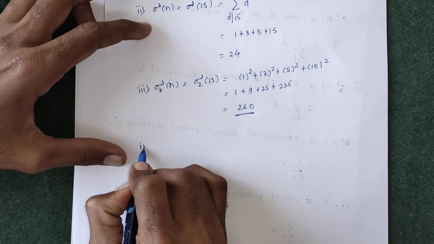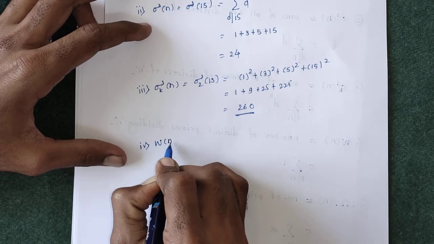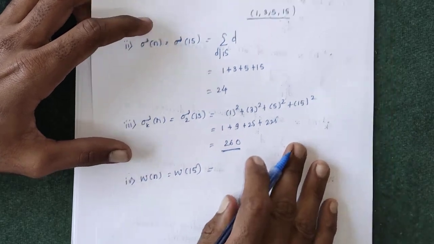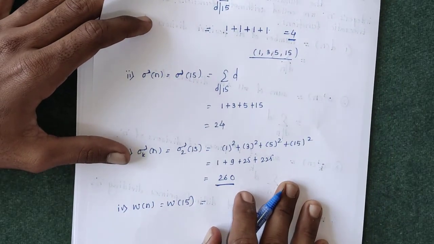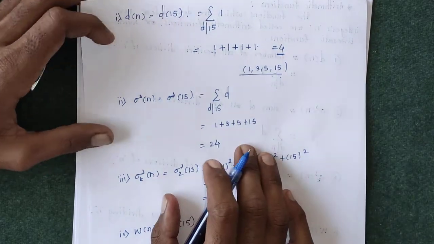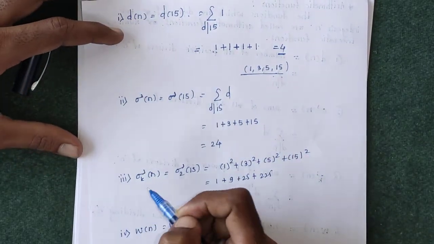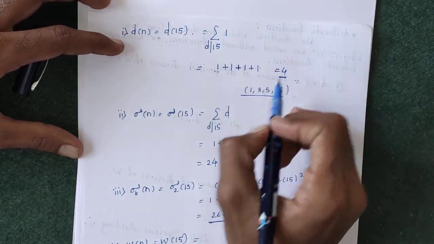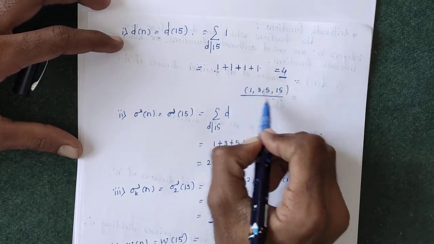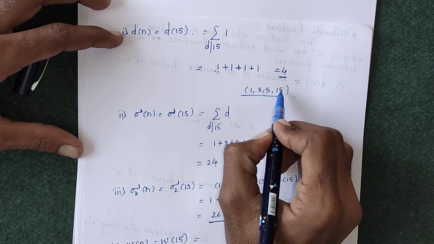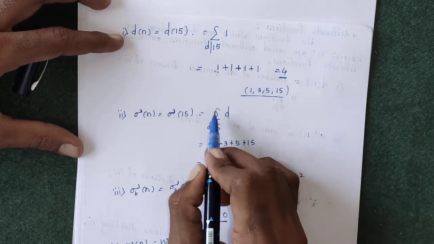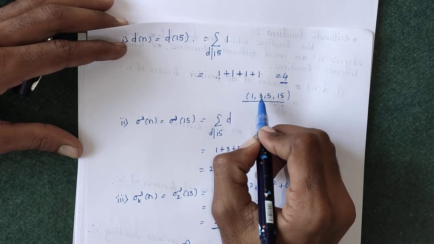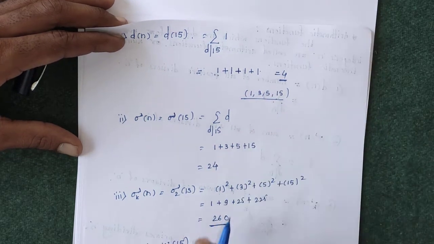Now the fourth one is omega of n. Omega of 15 is the number of distinct primes dividing n. To find all these functions, that is d of n, sigma of n, sigma k of n and omega of n, you just have to find the divisors of 15. First find the divisors of 15 and count them, 1, 2, 3, 4, this is d of n. Add them and you get sigma of n. To find sigma k of n, raise each divisor to the power k and add them, and this addition gives the third function.